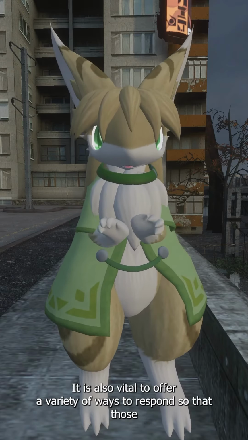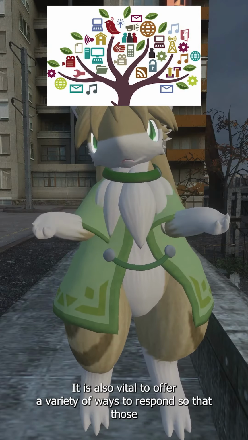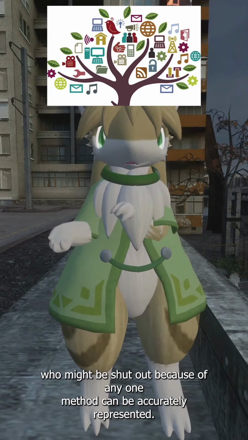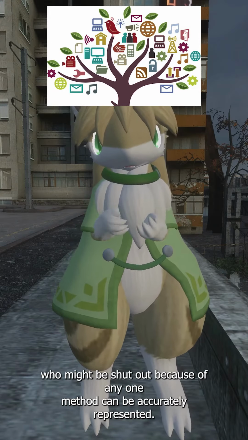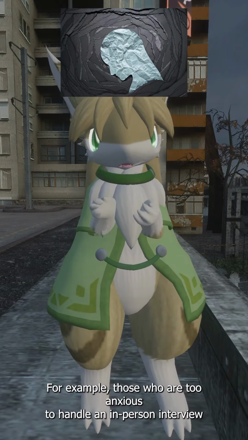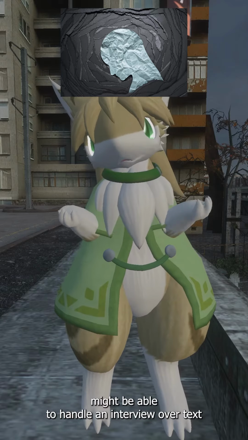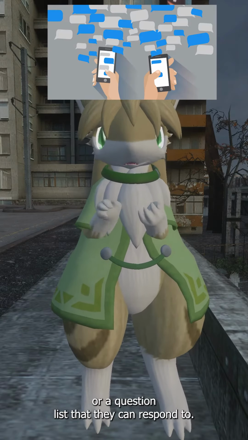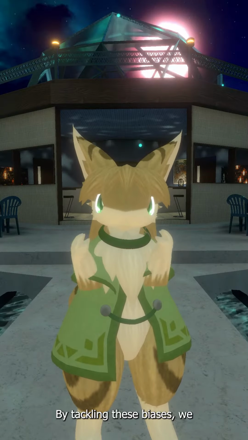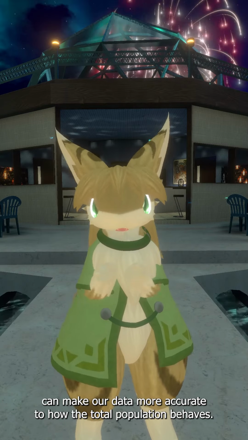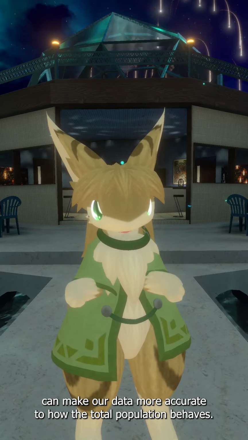It is also vital to offer a variety of ways to respond so that those who might be shut out because of any one method can be accurately represented. For example, those who are too anxious to handle an in-person interview might be able to handle an interview over text or a question list that they can respond to. By tackling these biases, we can make our data more accurate to how the total population behaves.